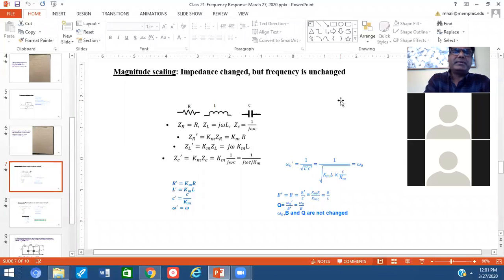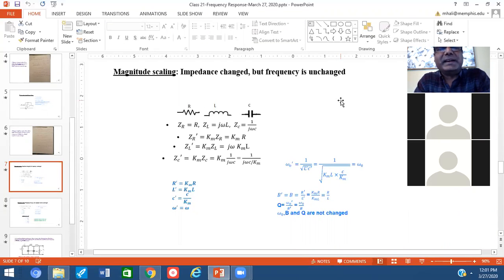Okay, so now, everybody look, this case, impedance change. You can see the symbols of R, L, and C. At the bottom of R, I have written Z_R equal to R. This means the impedance of R is R. For the inductor, I have written Z_L equal to j omega L. You all know that. And for the capacitor, Z_C equal to 1 over j omega C.